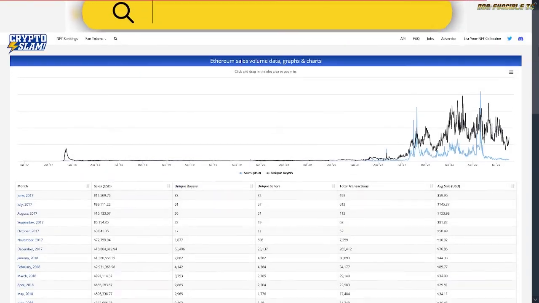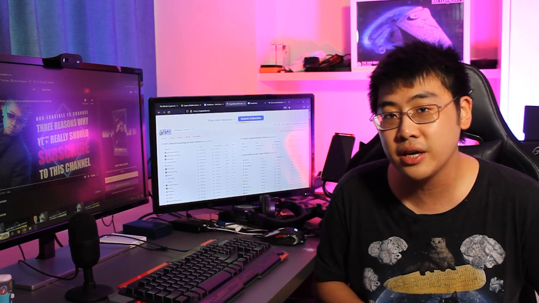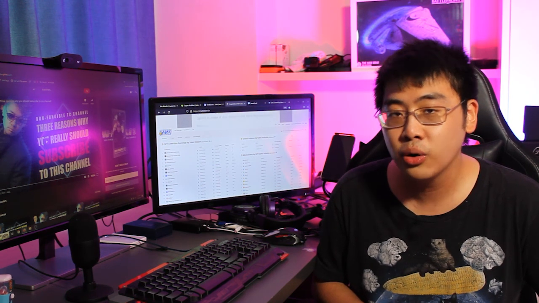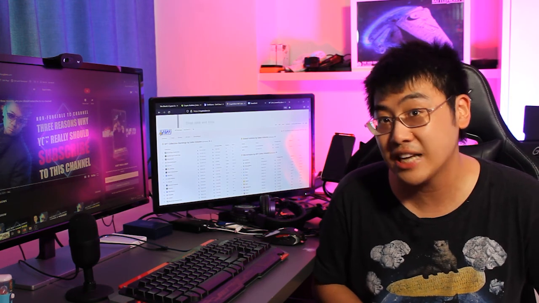What is really helpful is that they also have charts, so you can click into these charts and see whether there is an increase in transaction volume or there's a decrease in transaction volume, giving you an understanding of whether that blockchain has been utilized or not.